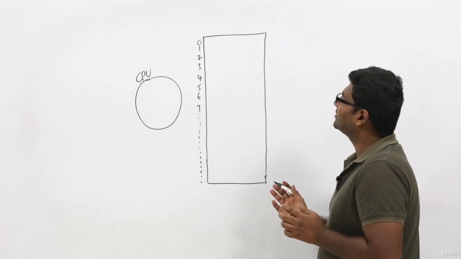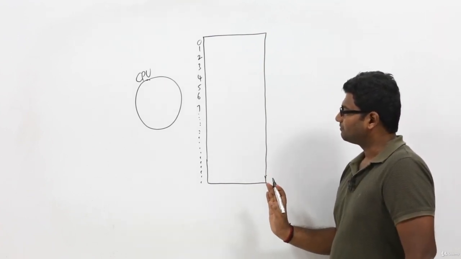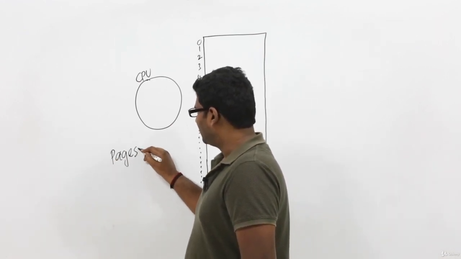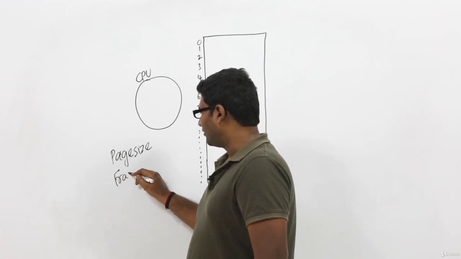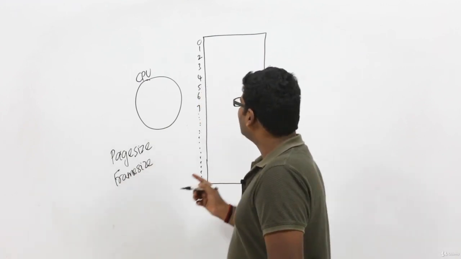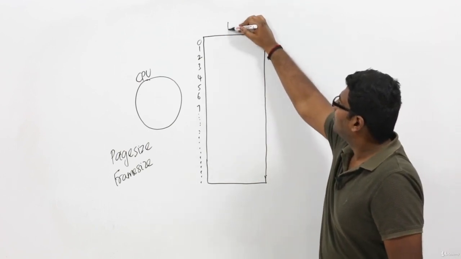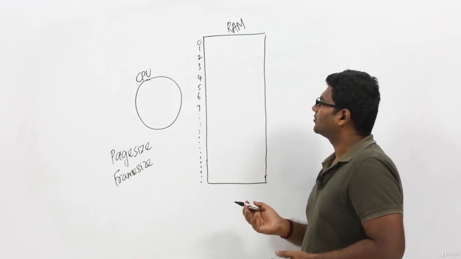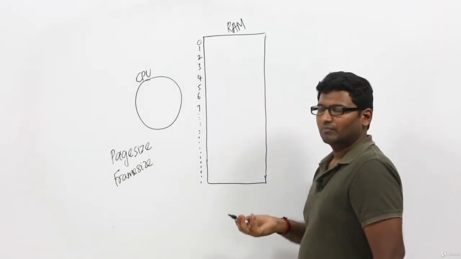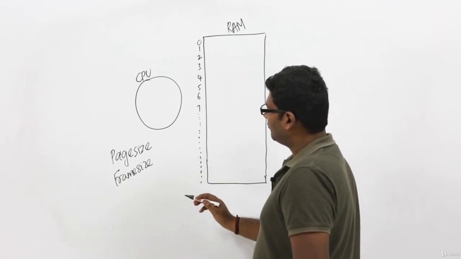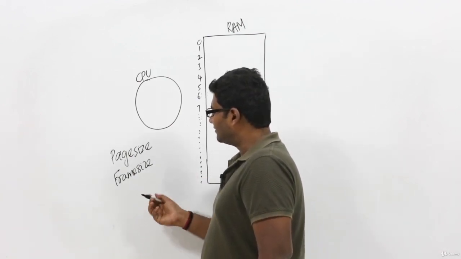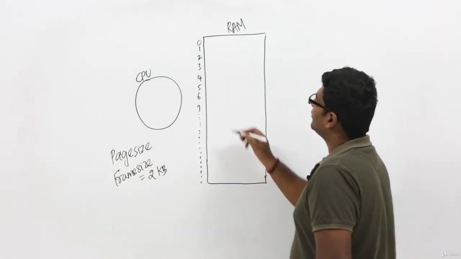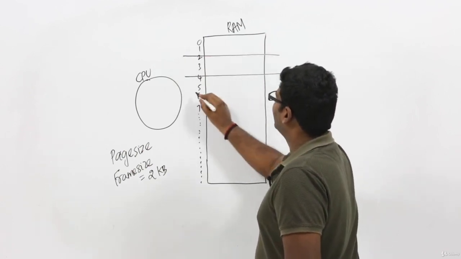Now the logic is actually very simple. What we do here is we have something called page size and frame size. We'll see what we mean by this. This is our RAM, right? We divide our RAM into fixed size blocks, which is what we mean by frames. For example, if we have decided that frame size equals 2 KB, we divide the RAM into 2 KB, 2 KB, 2 KB, 2 KB.